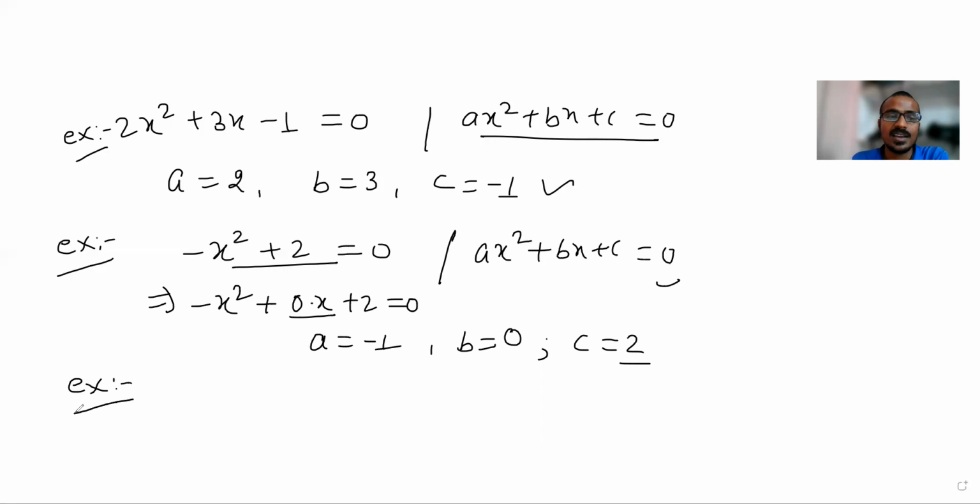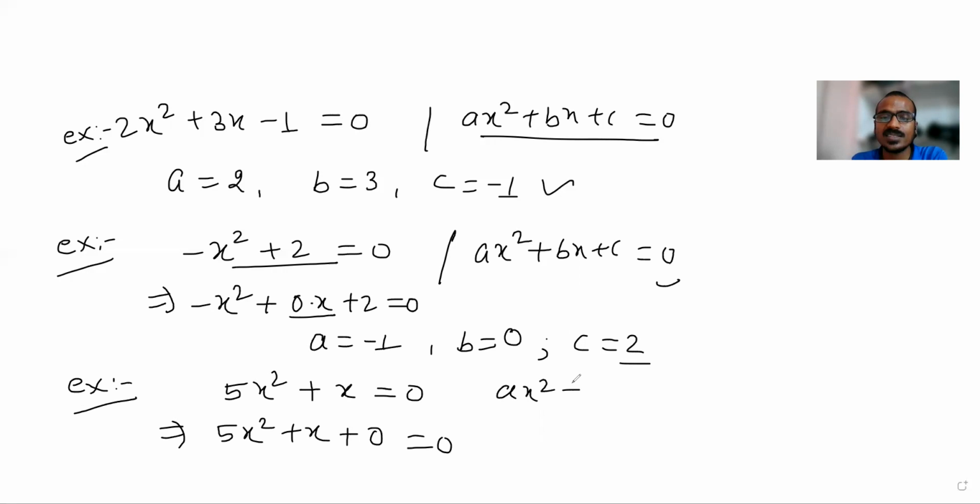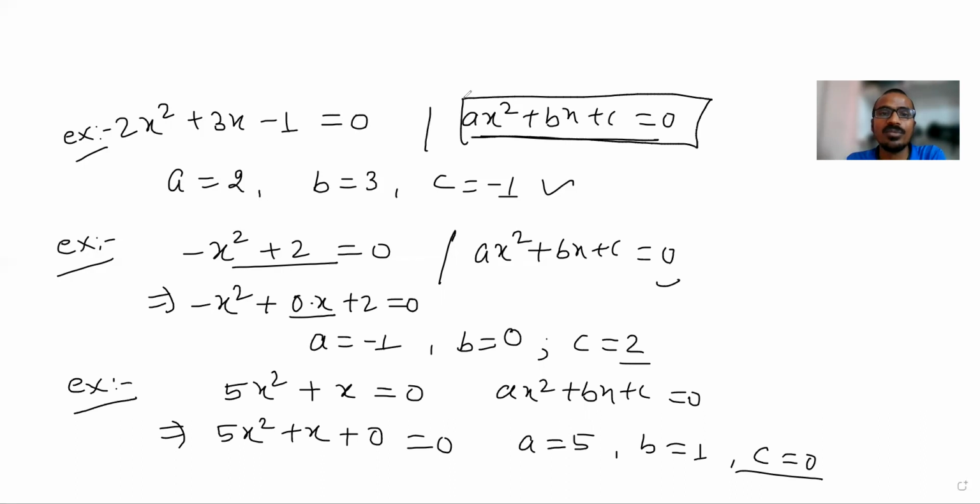Any problem, guys? Another example can be taken as 5x square plus x is equal to 0. Look at this equation. It can be written like this: 5x square plus x plus 0 is equal to 0. Now compare with ax square plus bx plus c equal to 0. We can find a equal to 5, b equal to 1, and c equal to 0. So guys, we are now familiar with the quadratic equation, and this is the form ax square plus bx plus c equal to 0. The important thing is that a should not equal 0.